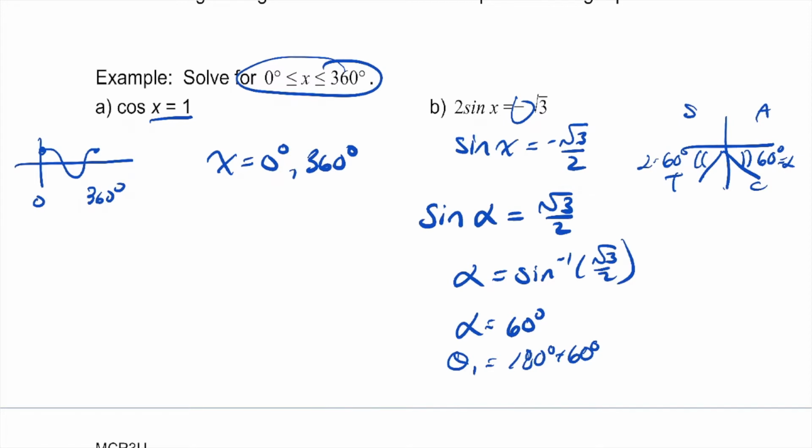We need to add 180 to our reference angle, so that's going to be 240 degrees, and our second answer is going to be 360 degrees minus 60 degrees, which gives me 300 degrees. So those are two answers.